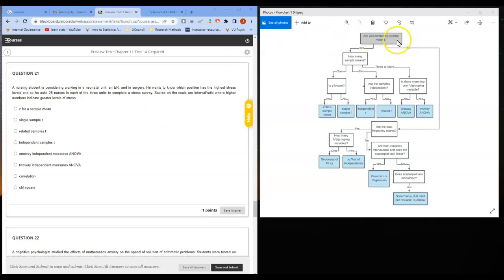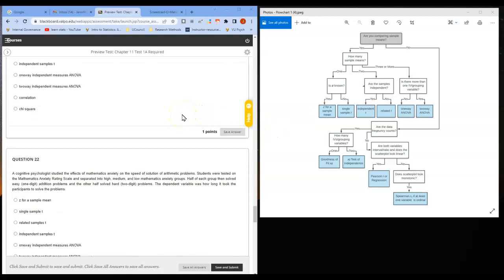Okay, so the question is, are we comparing sample means? The answer is yes. We're comparing 3 of them, right? We're comparing the stress levels in neonatal, ER, and surgery. So we are comparing sample means, and we're comparing 3 or more. So now the question is, well, how many grouping variables or how many independent variables do you have? And we just have one, where they work, right? So we have neonatal, ER, or surgery. So we have one variable with 3 levels, and that would give us a one-way ANOVA.